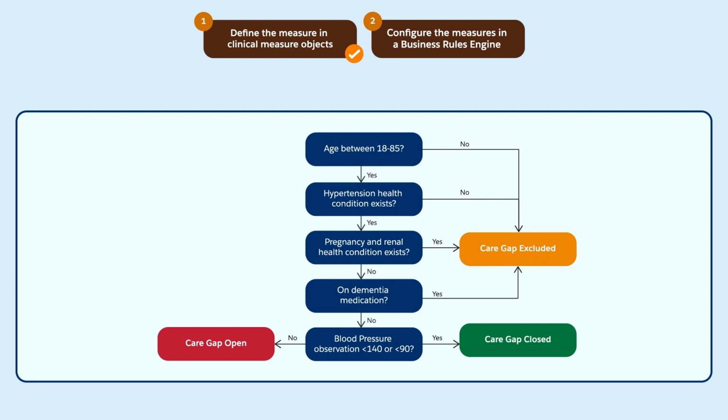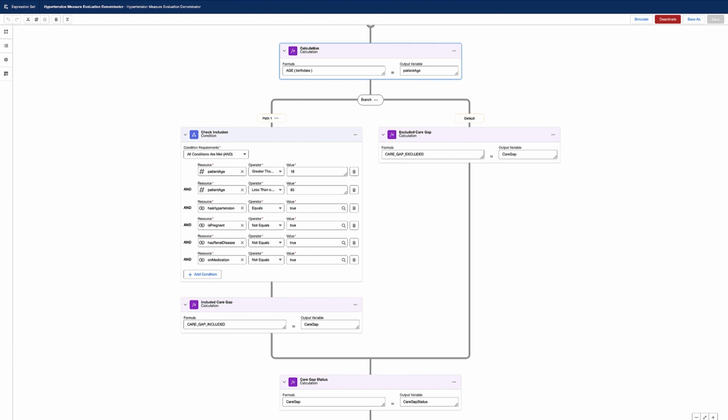If a patient meets all the criteria, the rules engine assesses criteria from the second expression set and determines if the care gap status is open or closed. Let's see how Harriet sets up these criteria as conditions by using a business rules engine's component called expression sets. Harriet creates 2 expression sets.